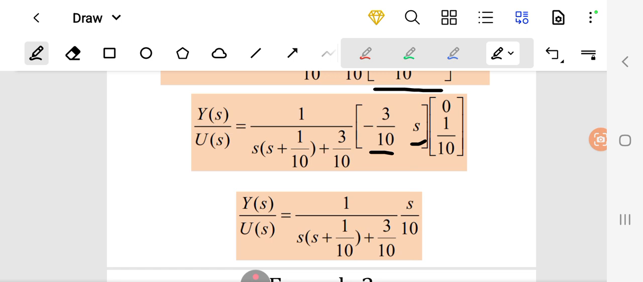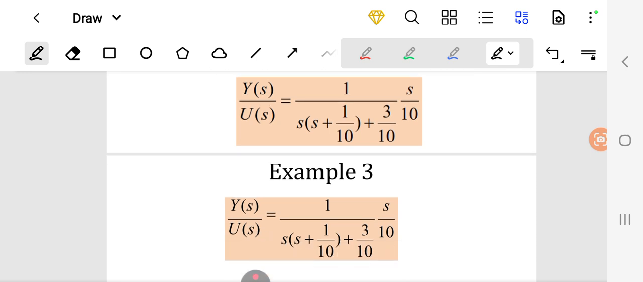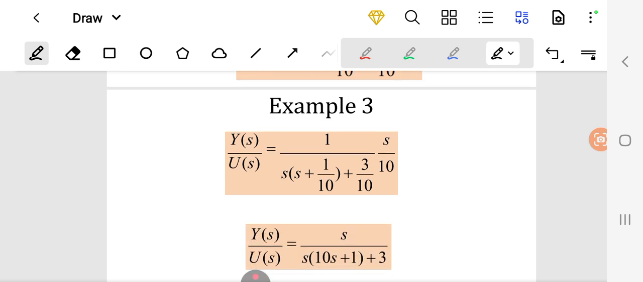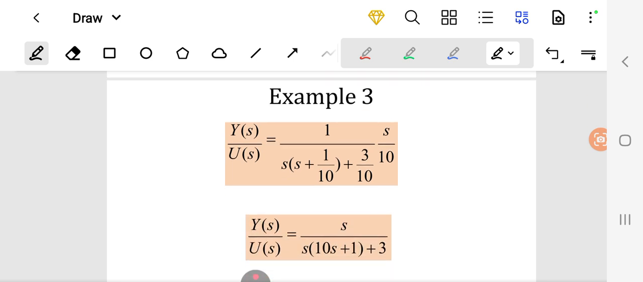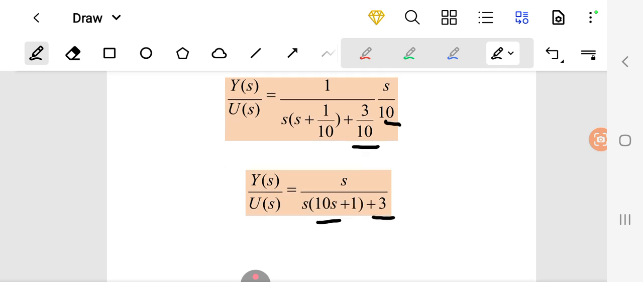Now we will multiply the denominator by 10. Then we will have s times (s plus 1 over 10) plus 3 over 10, times 10. Then we multiply 10 times 3 over 10, which will be 3, and 10 times s times (s plus 1 over 10), which will be 10s squared plus s.